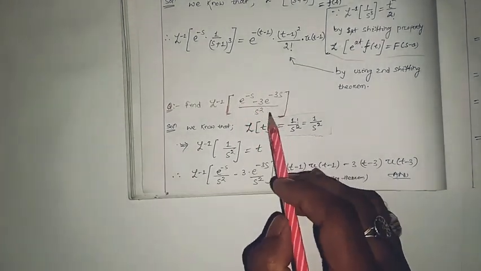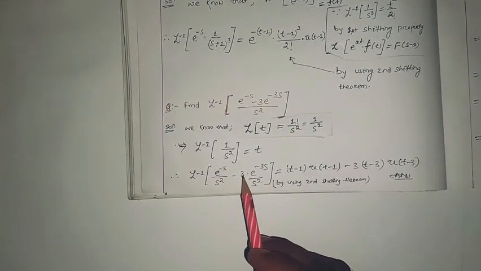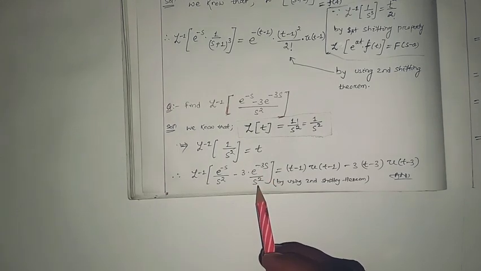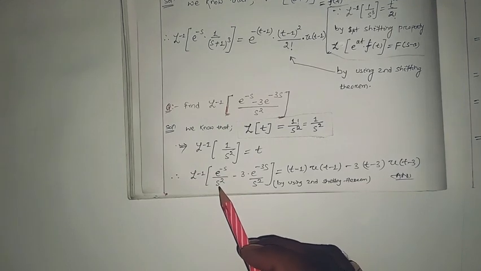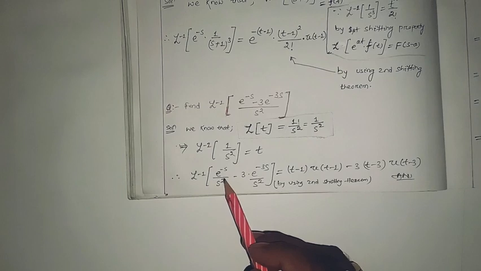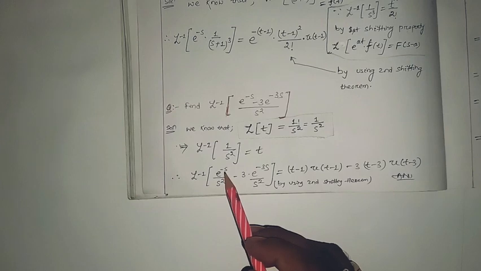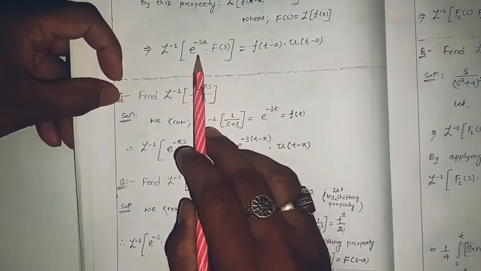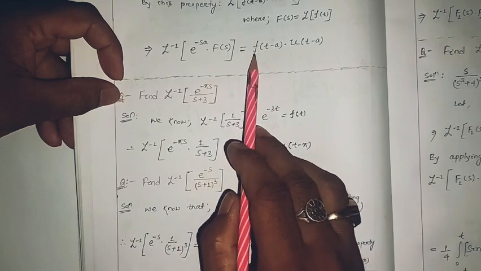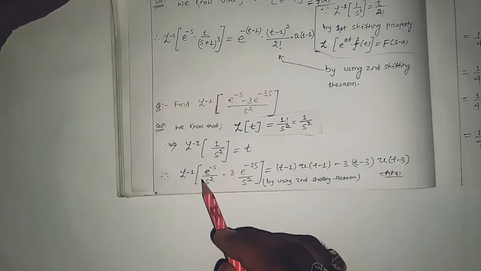So here you can see 1 by s square. This given question can be written in this way: e to the power minus s by s square minus 3 into e to the minus 3s by s square. So if we consider the first term, here F of s is nothing but 1 by s square, and in e to the power minus as, a is your 1. Now comparing with the second shifting property, e to the minus sa F of s gives f of t minus a into u(t minus a), what will be the answer of this one?